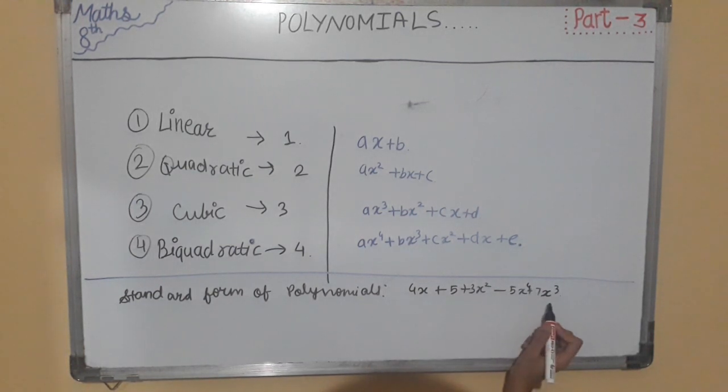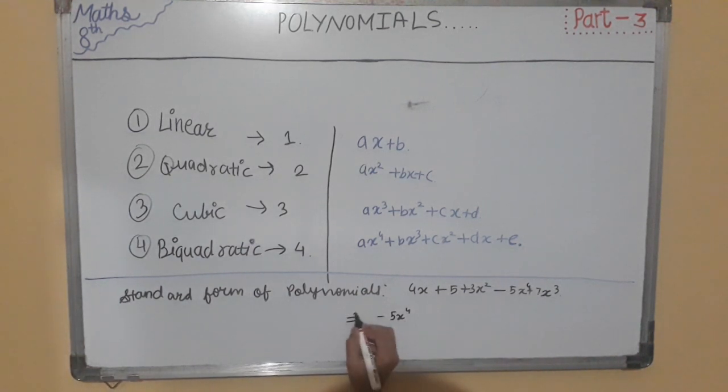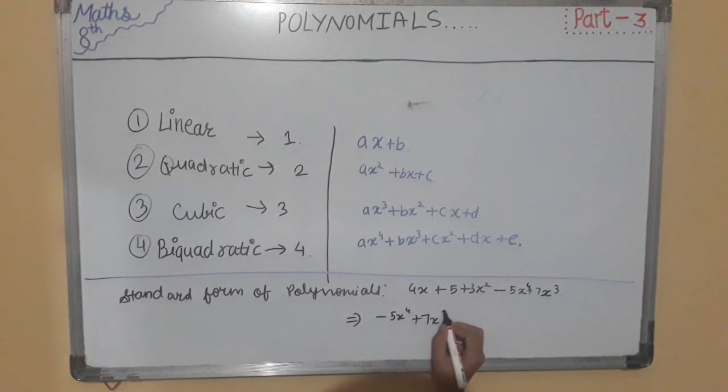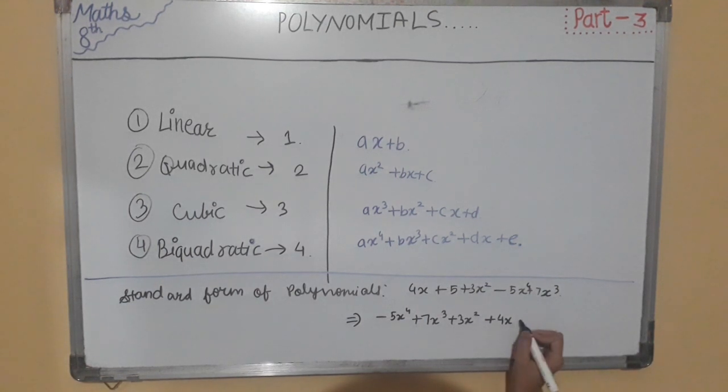So first, the highest power of the variable is minus 5x raised to 4. Next is plus 7x raised to 3. Next plus 3x raised to 2. Next is plus 4x. And the last is plus 5 because that is the constant. Therefore, this is the final answer. This given answer is the standard form of polynomial. I hope you have understood till this.